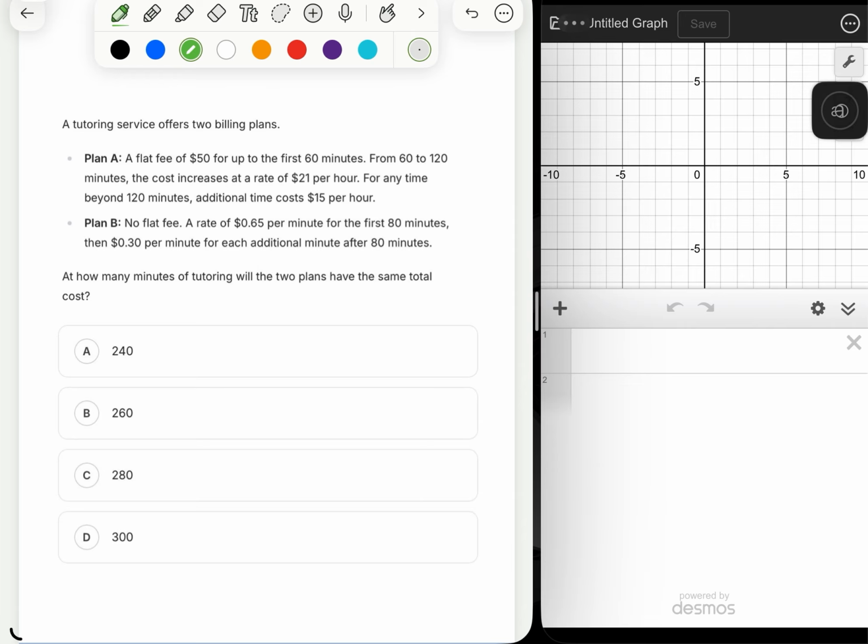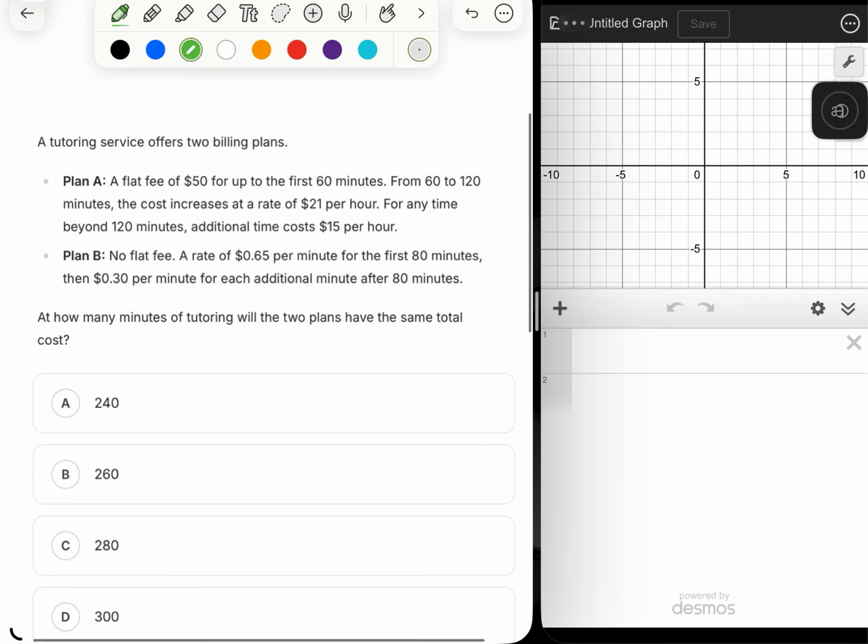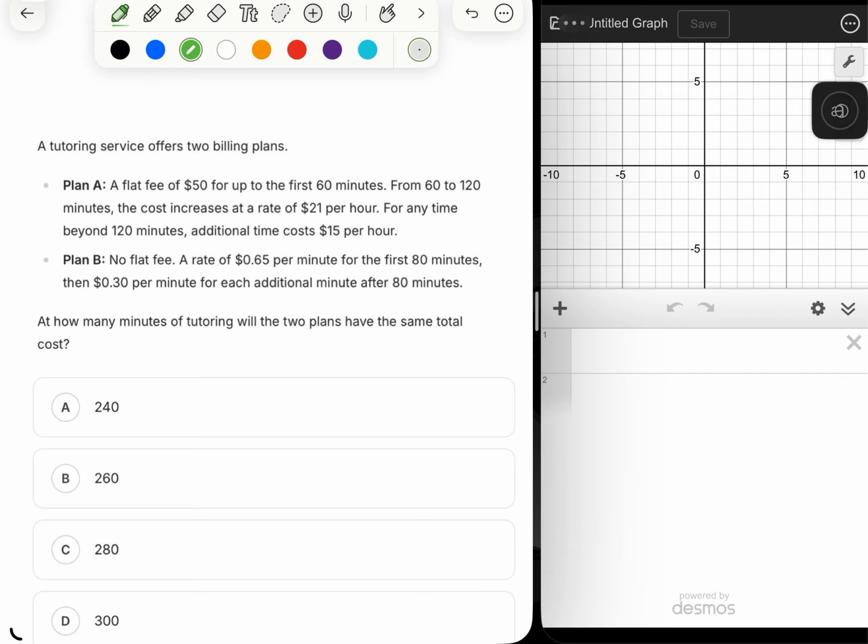Now, the tricky thing about this problem is that each cost has a different time interval attached to it, and they're actually different time intervals for each of the plans. But I'll get later into how to diagnose that issue. First of all, your goal for these word problems is to unify, to make sure all the units are the same.